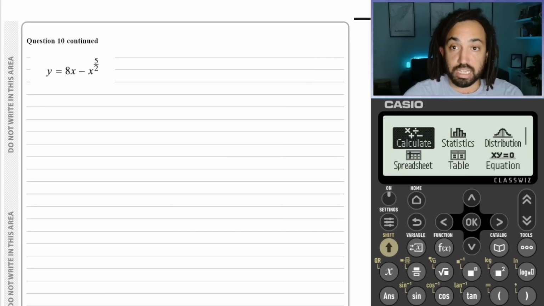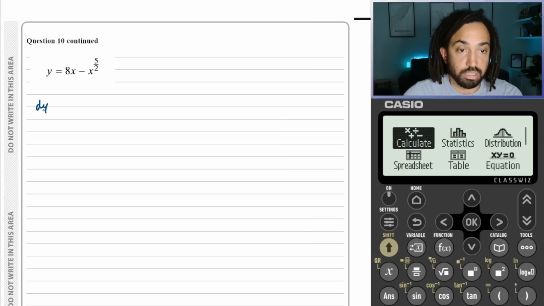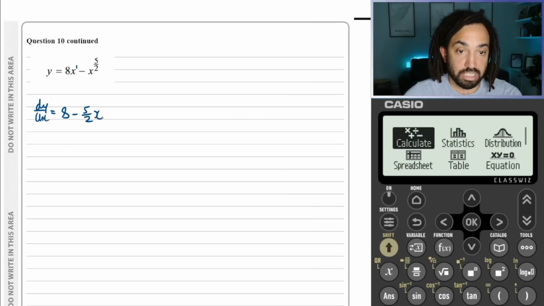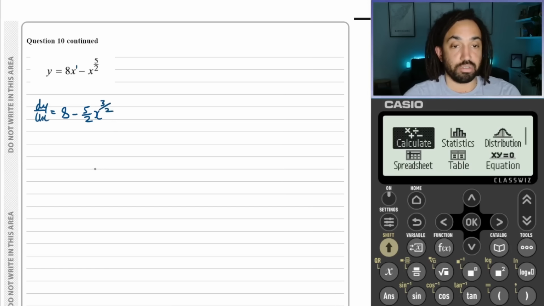So we're going to say that dy by dx is equal to, well, this is 8x to the 1. 1 comes down times by the 8, and then we drop the power down by 1. And obviously x to the 0 is just 1, so we don't need to write that. How do we differentiate this? Right, the power comes down, so it becomes 5 over 2x, and then we drop the power down by 1, so that becomes 3 over 2.